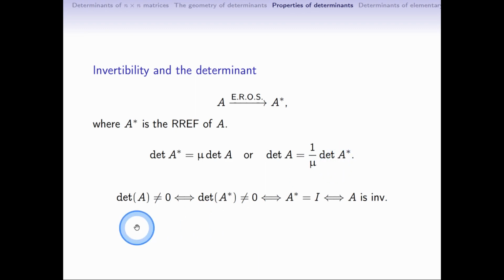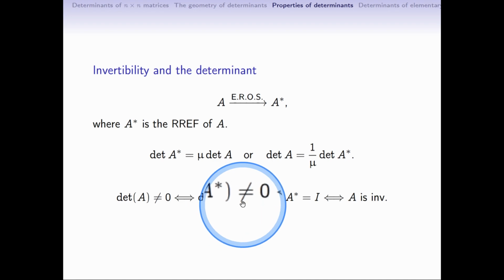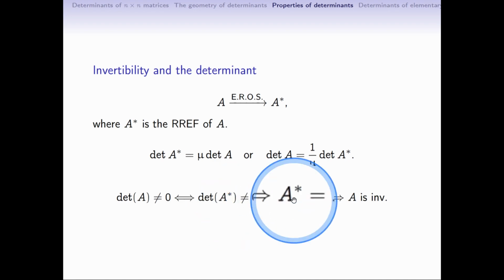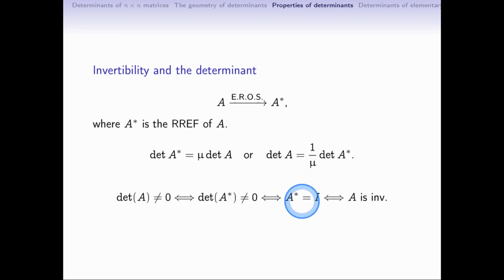Now, let's follow this chain of implications. The determinant of A is not equal to 0 if and only if the determinant of A star is not equal to 0. And that follows immediately through these two relationships, right? These determinants will be equal to 0 or not equal to 0 simultaneously. Now, let's look at this second implication. If the determinant of A star is not equal to 0, that's completely equivalent to A star being equal to the identity matrix. If A star is anything other than the identity matrix, it's going to have a row of zeros in it, and that row of zeros will produce a determinant that's equal to 0. So these two statements are absolutely equivalent to each other.